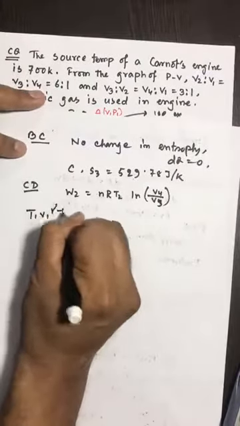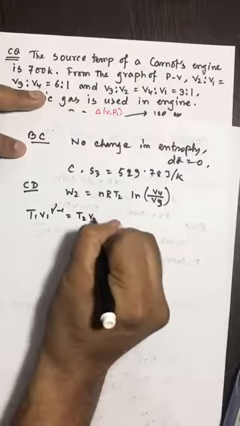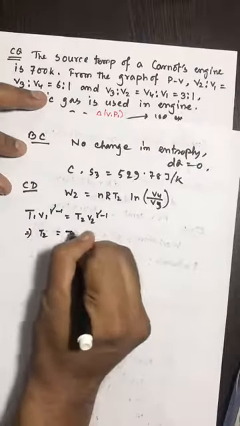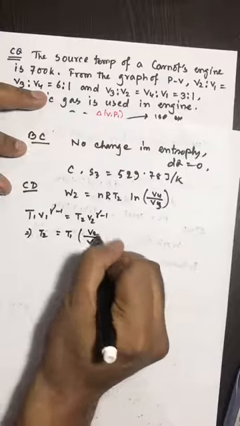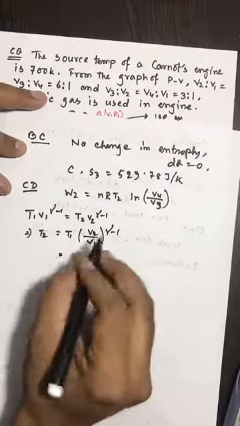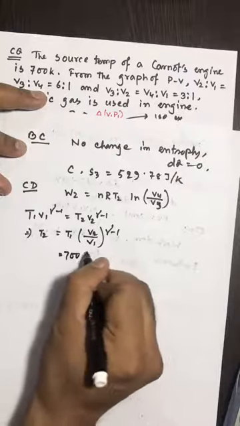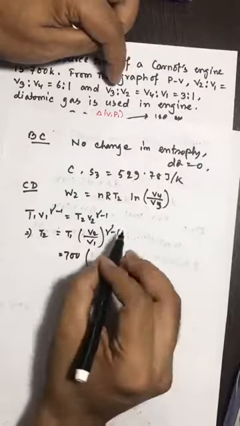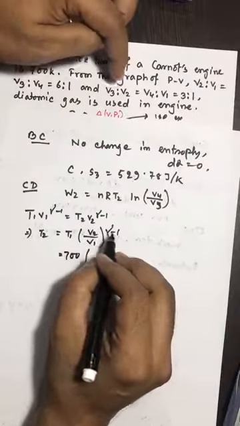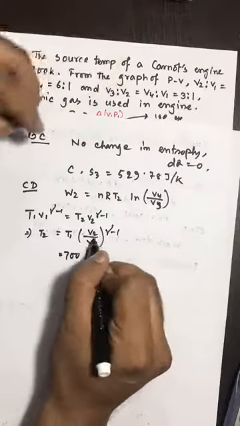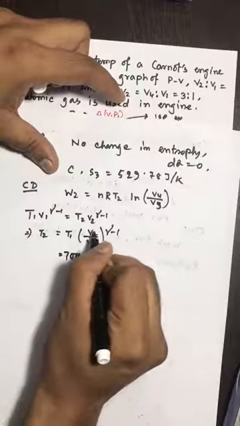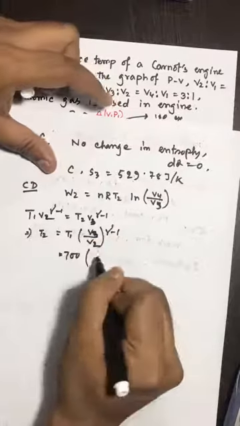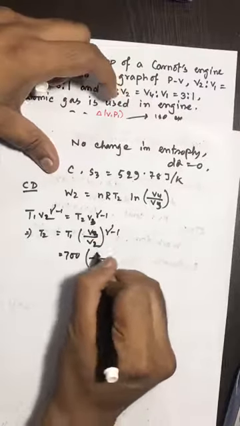T1 V1^(γ-1) equals T2 V2^(γ-1). So we can write T2 equals T1 times (V2/V1)^(γ-1). T1 we know is 700. V2 by V1: V2 is 3 times V1. Okay, so not V2 by V3, but V3 by V2 here. So the ratio is V by thrice V.